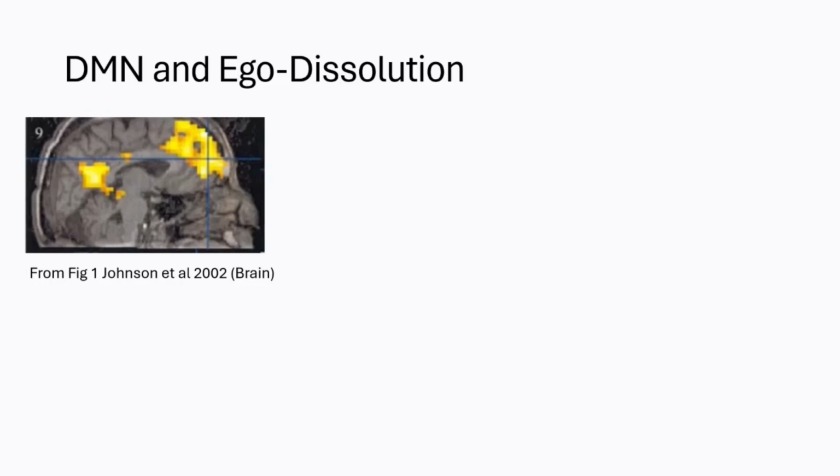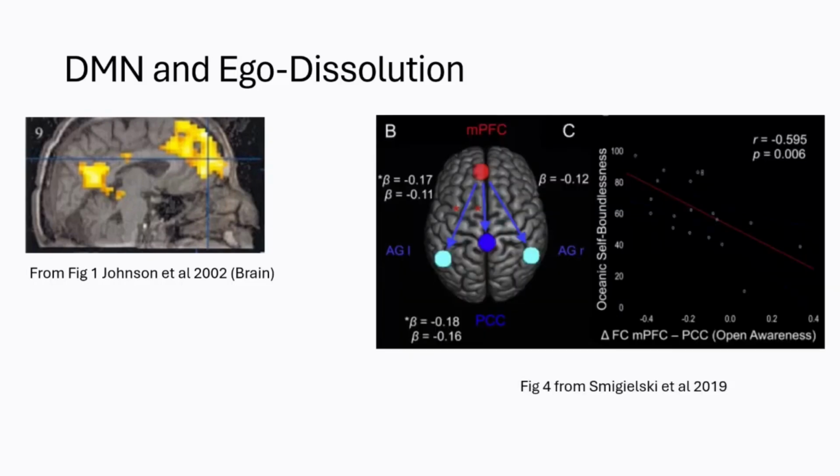The DMN is thought to be related to your sense of self, and in particular, the connectivity, or the communication, between the medial prefrontal cortex, or the red dot over here, and this blue dot here, the posterior cingulate cortex, is thought to mediate sense of self. Now, that might be a little bit weird. Quite frankly, sense of self in general is bizarre, but it's thought, at least, that communication between these two regions is what gives us our sense of self.